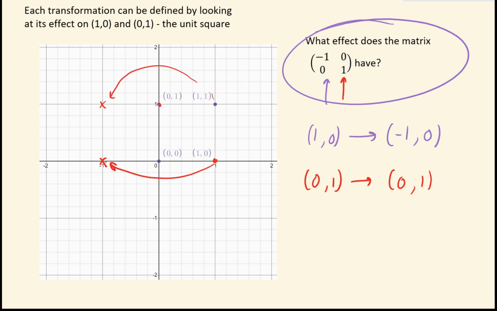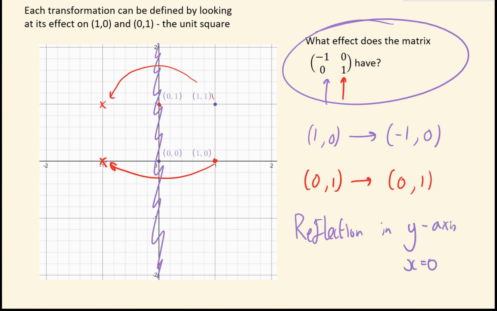So hopefully what you've seen here is we've got a reflection. Here we've got a reflection in this line, which is why (0, 1) didn't move. So you would define this transformation as a reflection in the y-axis, which again is the same thing as the line x equals 0.